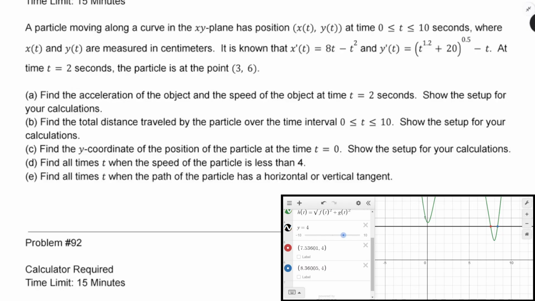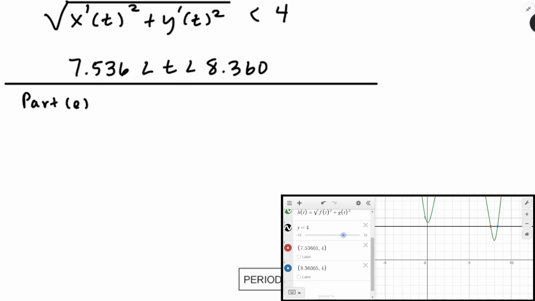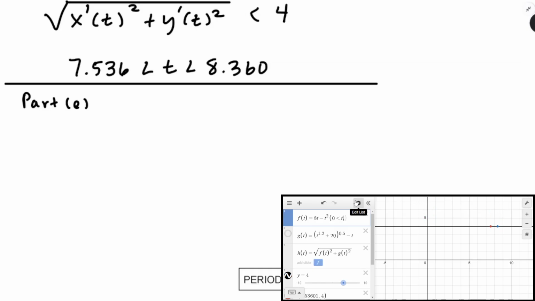Now part E, horizontal or vertical tangent. Now that's maybe reaching for a lot, but I just figured, on a practice problem like this, might as well go for all of them. So we'll do both of them, and we'll just be interested in where x prime equals 0 and where y prime equals 0. I'm just going to be considering the times on the interior of the time interval 0 to 10. And so I am going to restrict the domains of f and g to 0 less than t less than 10. And I can copy that and paste it there.